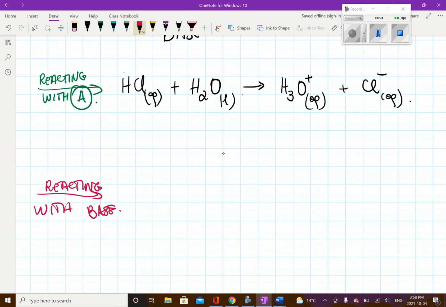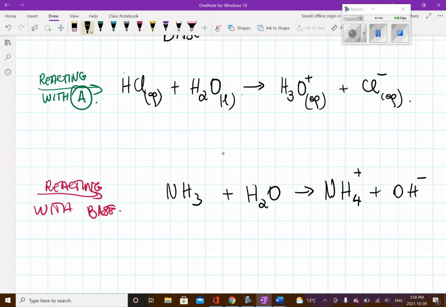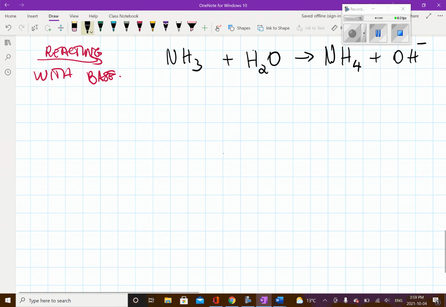So what do we see when water is reacting with a base? Let's say NH3 plus H2O will give us NH4 plus and OH minus, in aqueous solution. So water is a very weak electrolyte.